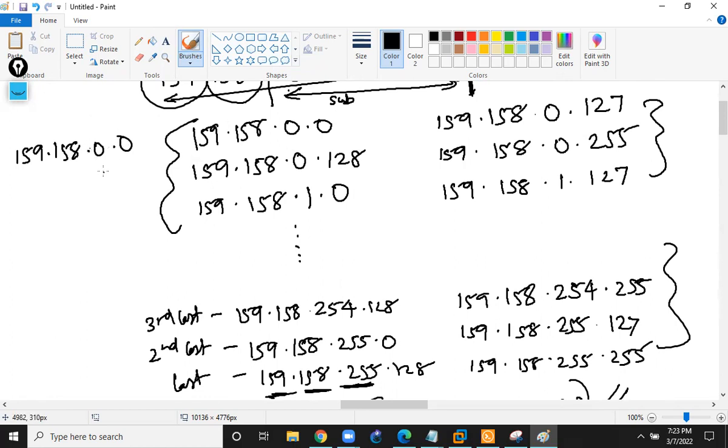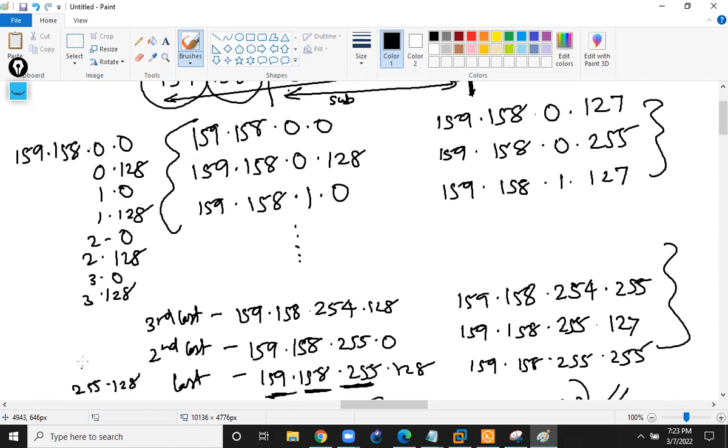159.158.0.0, and the next is 0.128, then 1.0, 1.128. Then 2.0, 2.128, then 3.0, 3.128, like that it will go. And the last one is 255.128. So it is 3.128 and before you have 3.0. Like that you have 255.0 as well. And before that, considering 3.0, you have 2.128. So that means you'll be writing here 254.128. Then before that, you will write 254.0.